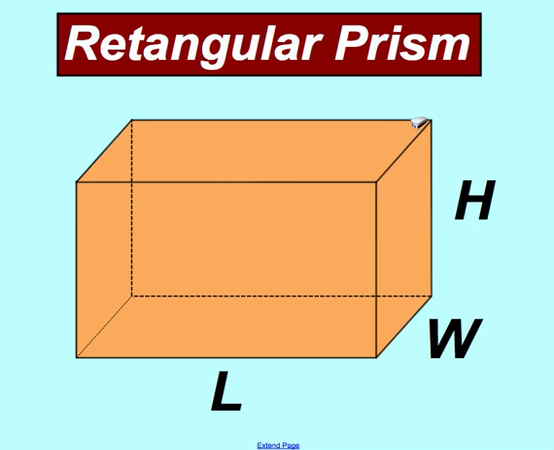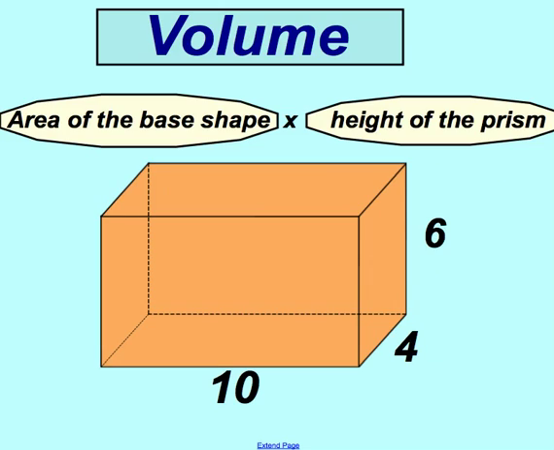Now, the two applications that we normally associate with three-dimensional shapes are volume and surface area. To calculate the volume of a rectangular prism, you need to calculate the area of the base shape. In this example, it's going to be a rectangle. And then you multiply it by the height of the prism.